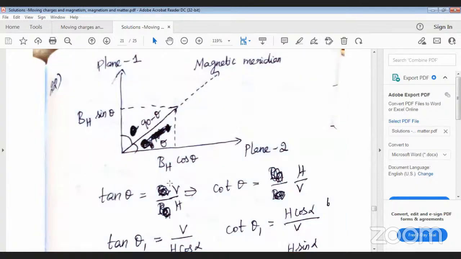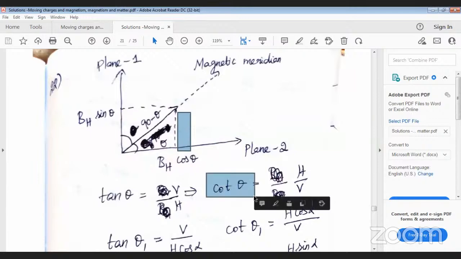So tan theta equals V by H. V means this vertical component and H means the horizontal component. So tan theta equals V by H. That means cot theta is equal to H by V.